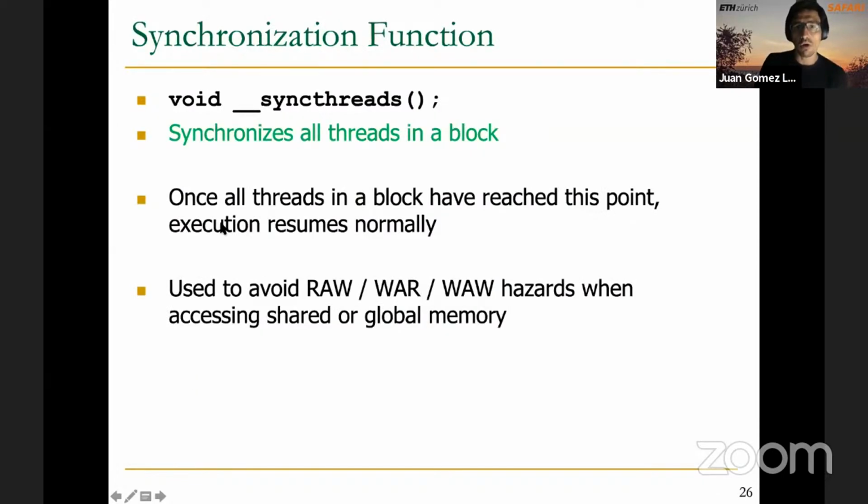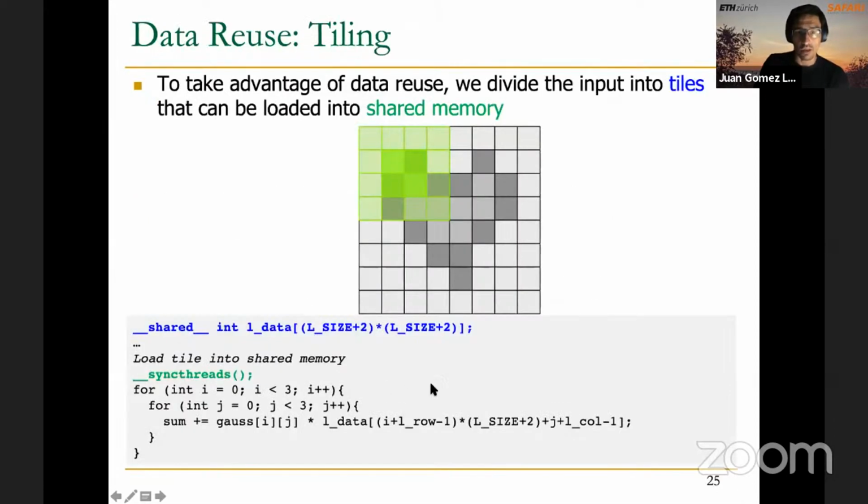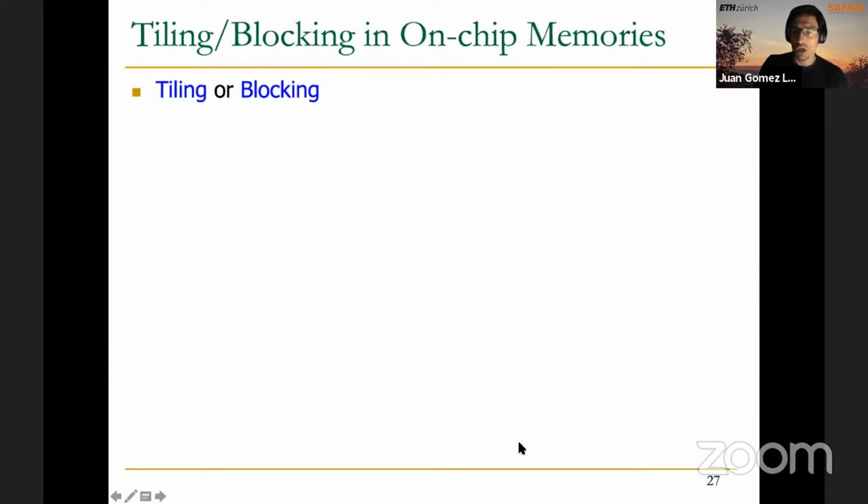And we can talk a little bit more about sync threads. As I said, it synchronizes all threads in a block. Once all threads in a block have reached this point, execution resumes normally. And why do we do that? To avoid these data hazards that I just explained, right? So when we use this data that has been allocated in shared memory inside this inner loop, we want to make sure that the whole tile coming from global memory is already stored in the shared memory. And we are going to see one more example about how to do blocking and tiling.